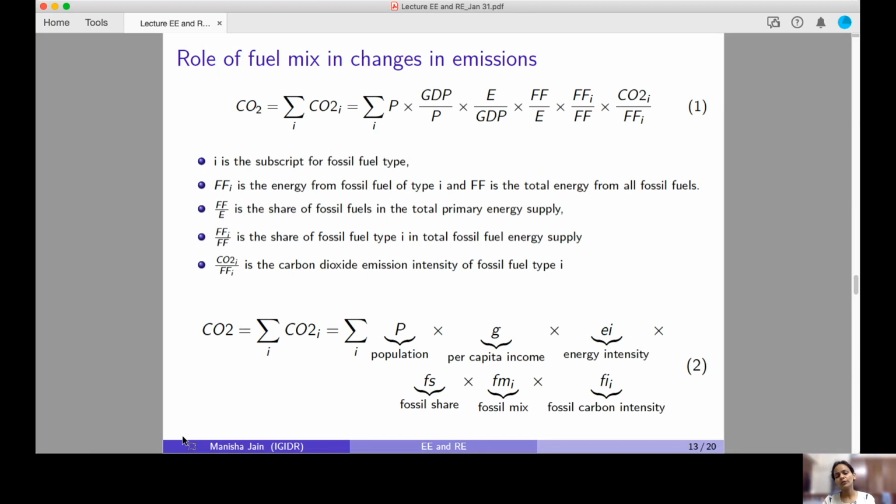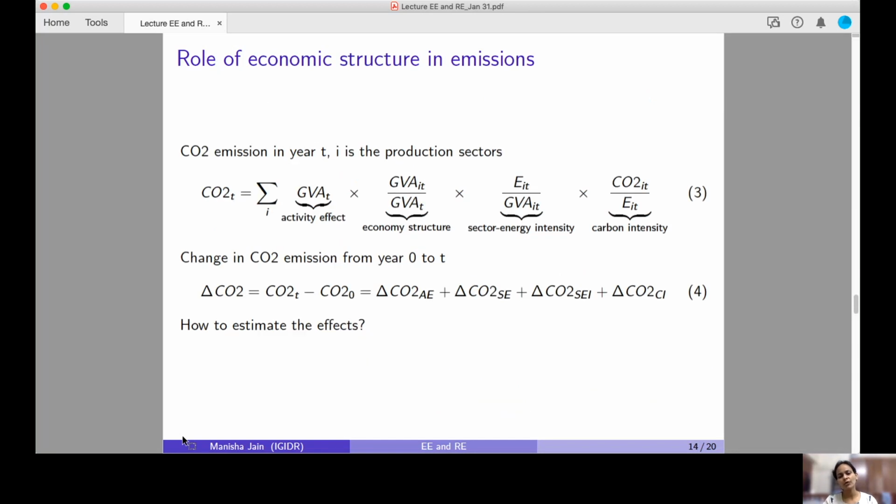The other way of looking at carbon dioxide emissions is from the demand side. So carbon dioxide emissions can also be written as an identity using the energy consumed by each sector. What's happening if you look at the energy flow? The energy sources enter into the economy: coal, oil, natural gas, and electricity from renewable energy.